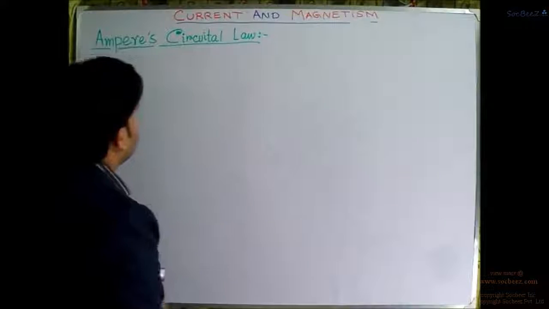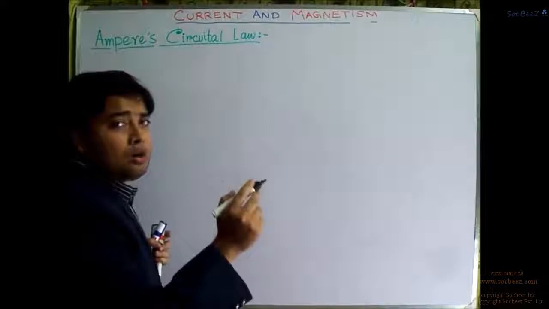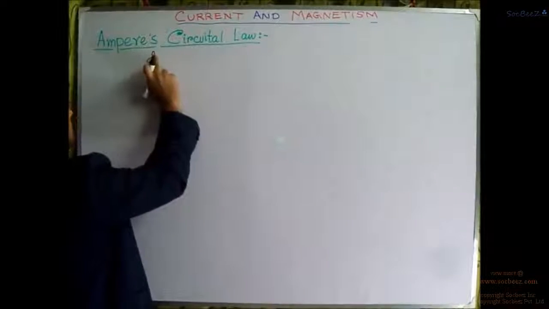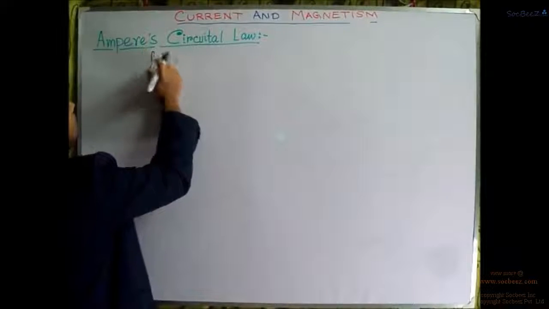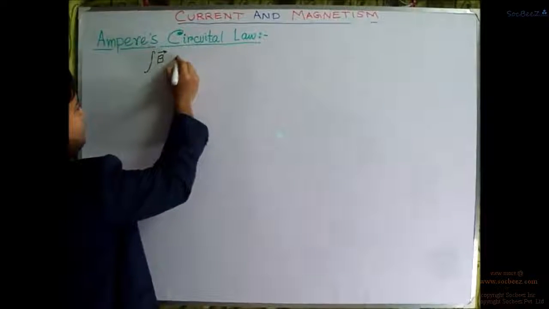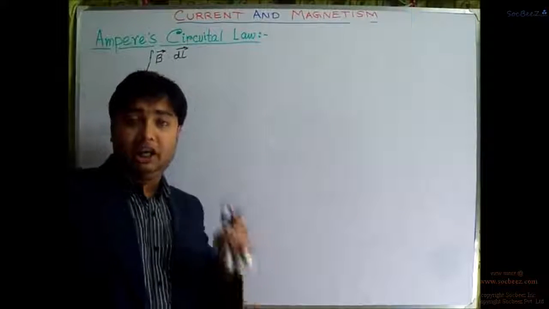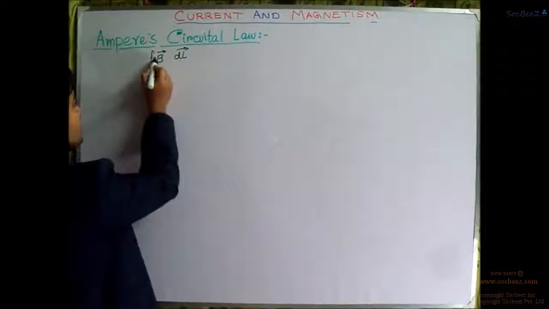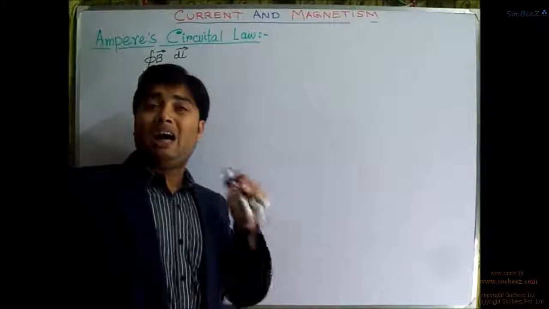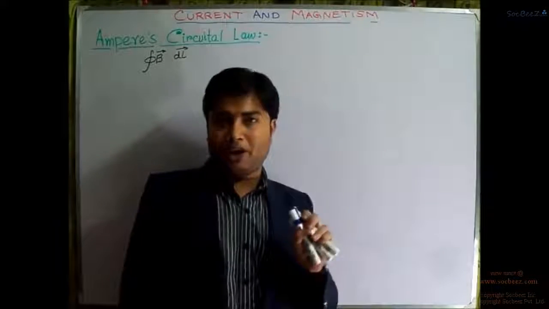Let us try it. Ampere's Circuital law states that the line integral of the magnetic field over a closed region in a medium. This means the integral is over a closed region in a medium. Let us take the medium for the time being as free space, vacuum or air.